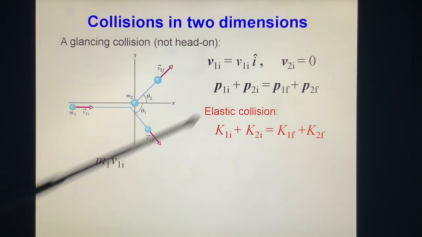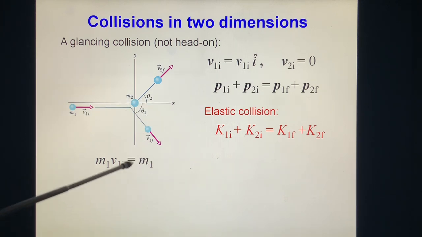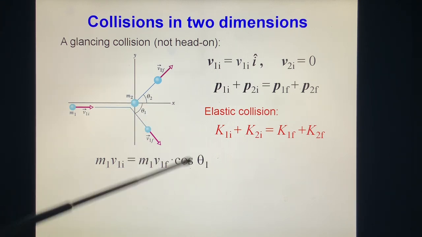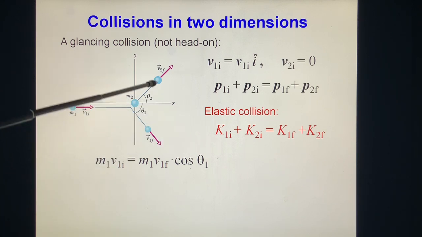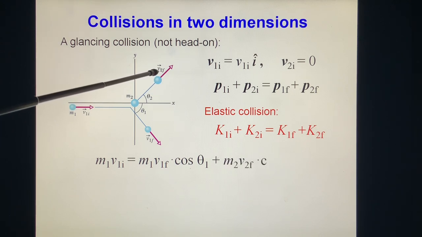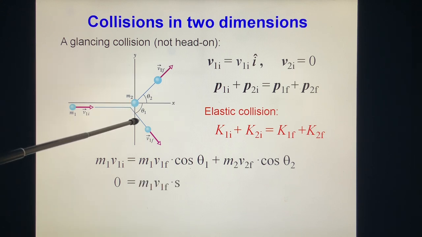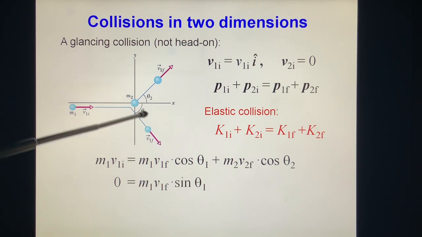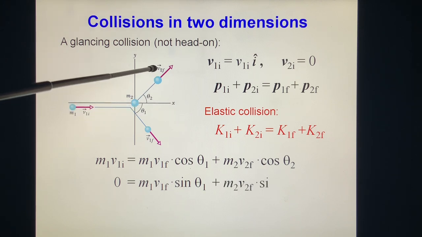Now, along the x direction: M1 V1 initial, plus zero for the target, equals M1 V1 final cosine theta 1 plus M2 V2 final cosine theta 2. And along the y direction, the initial momentum is originally zero, and afterward you have M1 V1 final sine theta 1 plus M2 V2 final sine theta 2.